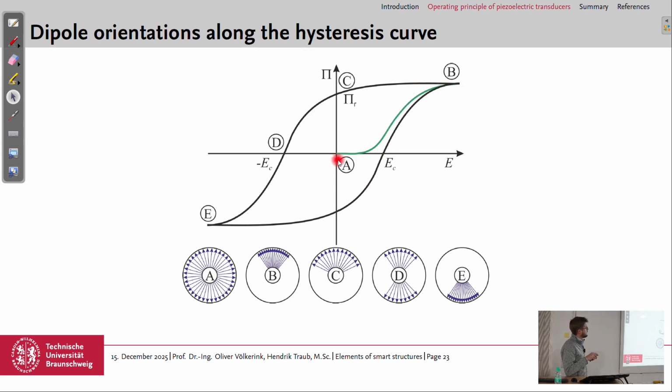So this green line is only for initial polarization, after cooling down from the Curie temperature. If we have it in a depolarized state due to field, then we are at this point and at this point, and then we follow just the black lines.